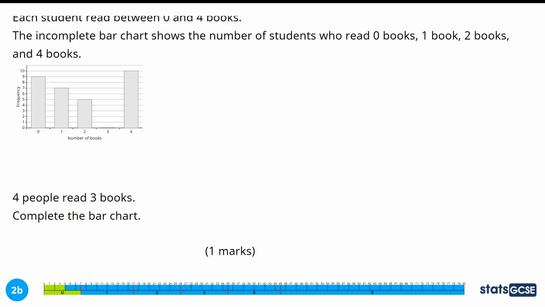Here the frequency just goes up in ones. Now a bar chart will always have a space between each of the bars. So we're going to draw our bar going up to 4.